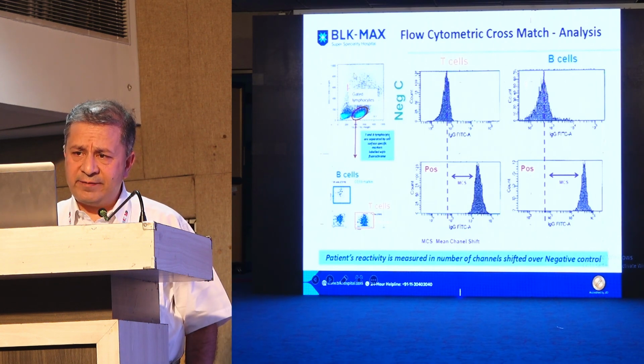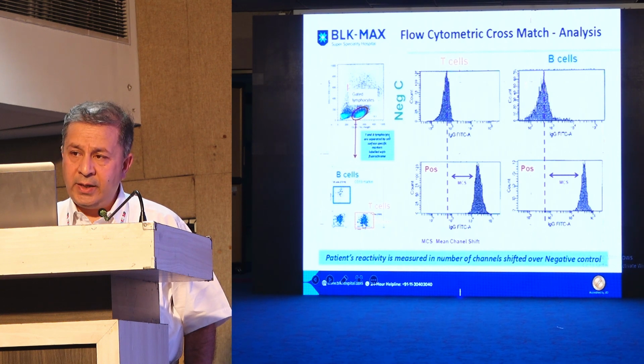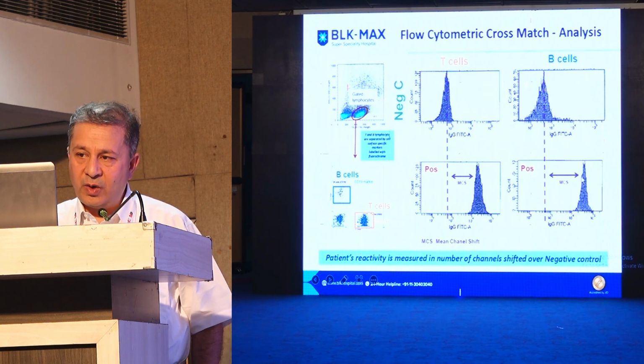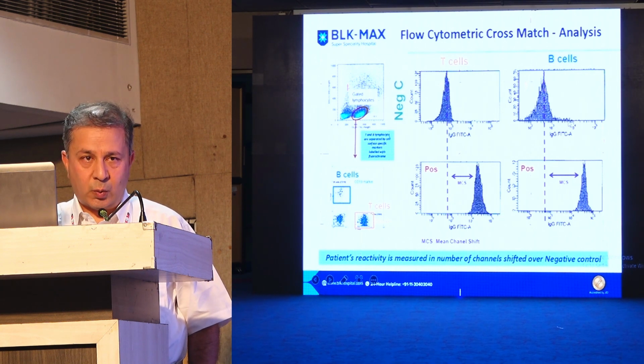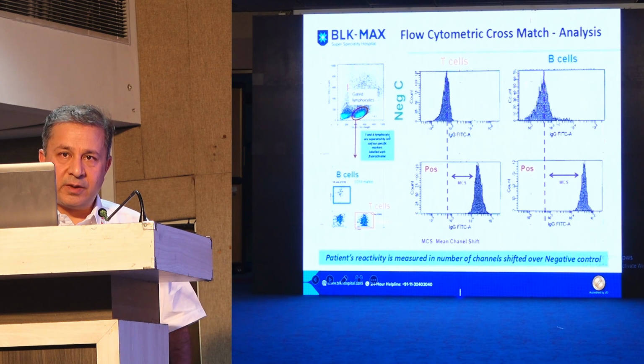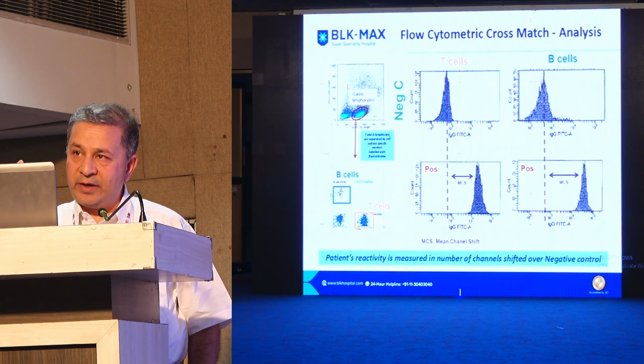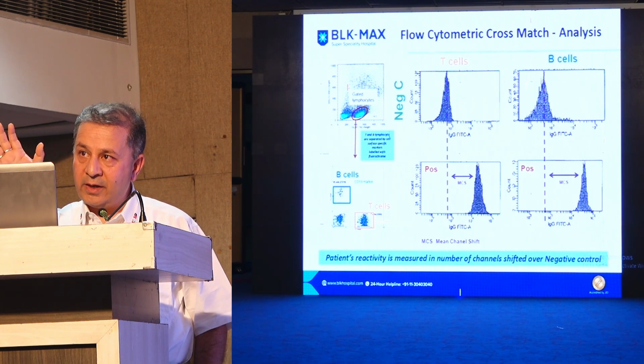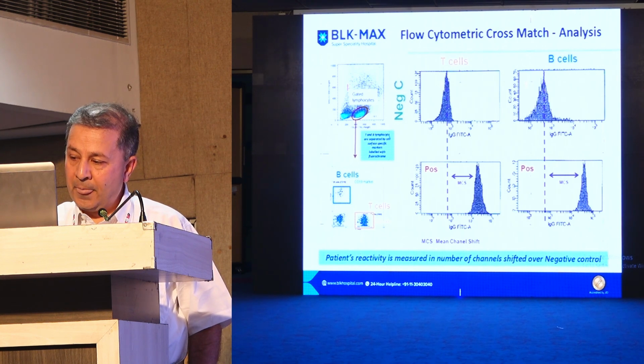You have the gated lymphocytes. These are your lymphocytes which you picked up. You identified them as B and T. And then in a negative control, this is where the graphs would be, right? And when the graph moves rightwards, just the way it's moving rightwards here, that shift against the negative control is what is called the median channel shift, right? And that is quantified in terms of the data which is coming out from a flow cytometer.